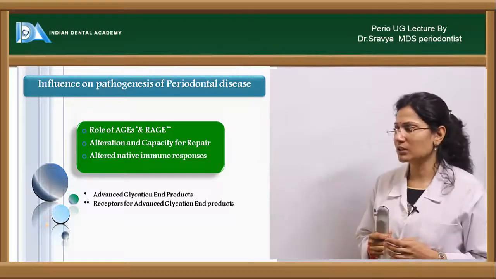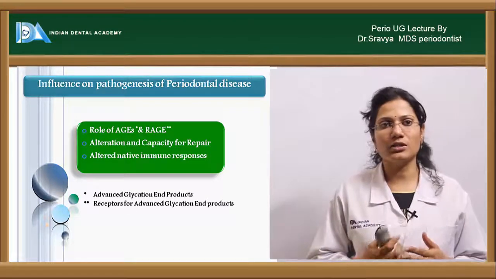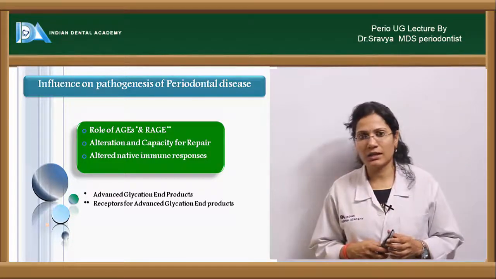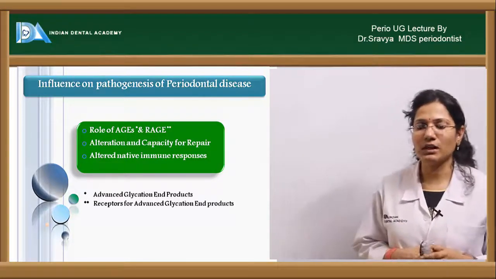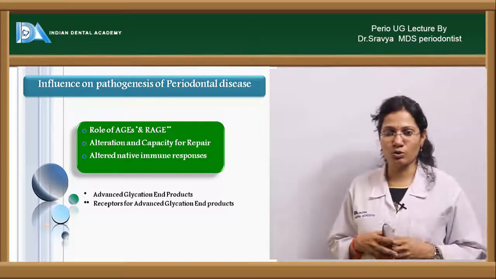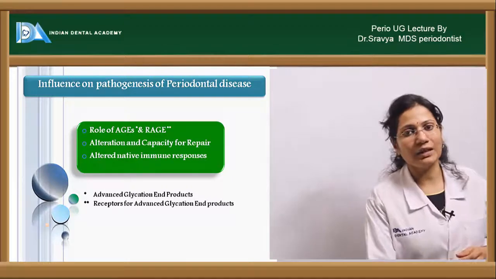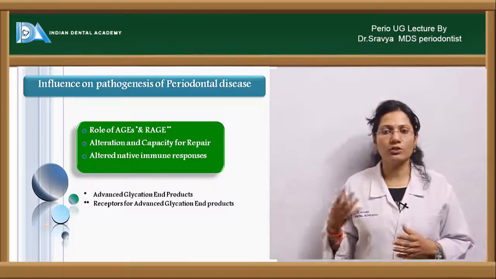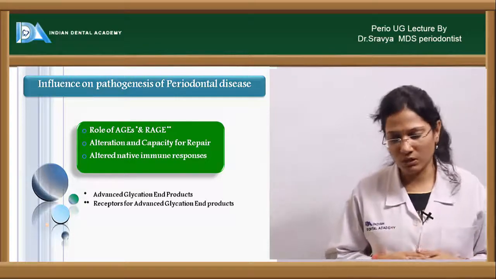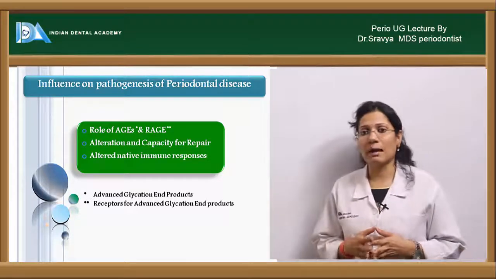Now the first one is AGE and RAGE. What is AGE? AGEs are advanced glycation end products. These advanced glycation end products are formed as a result of proteins combining with glucose. Diabetics have excessive amounts of glucose in the blood, so this glucose can combine with any of the proteins in the body, and they produce something called an Amadori product.